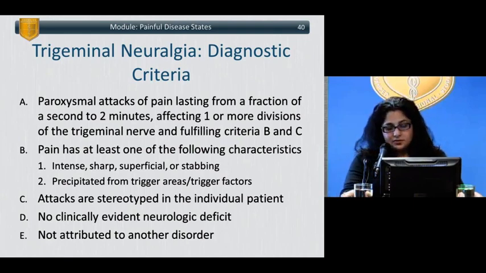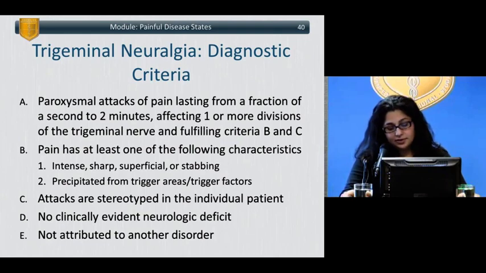One of the most important things with trigeminal neuralgia, again, is that it has to fit within the diagnostic criteria that helps define it. In order for the disease to be considered trigeminal neuralgia, patients should report paroxysmal attacks of pain that last anywhere from seconds up to 2 minutes, and it can affect one or more branches of the trigeminal nerve. You also have to include either criteria B or C, where criteria B is pain that has at least one of the following characters, which is intense, sharp pain.